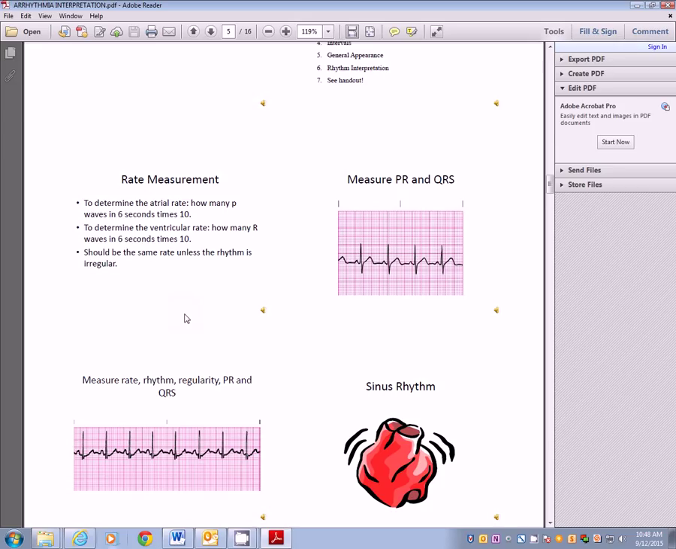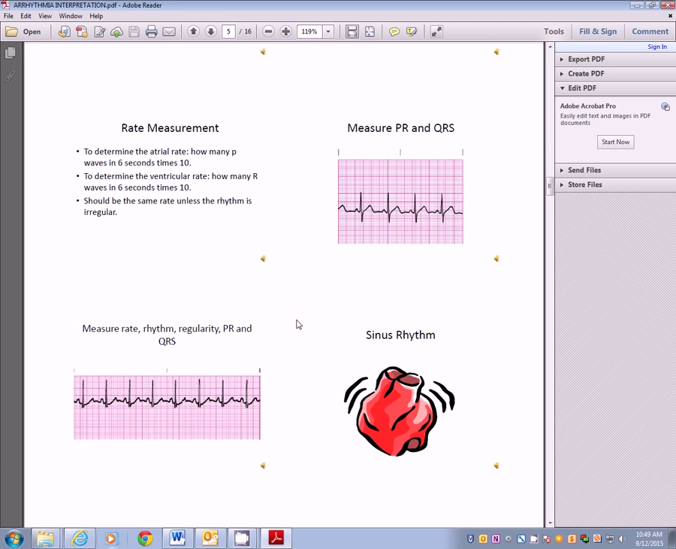If you'll remember, 6-second strips are 30 small boxes. So you count off 30 small boxes, how many P waves times 10 is your atrial rate. You count off 30 boxes, how many R waves in a 6-second strip times 10 is your ventricular rate. Now, they should be the same unless the rhythm's irregular. So, unless the rhythm's irregular and something's going on with your heart, your atrial and ventricular rate should be the same. Okay.